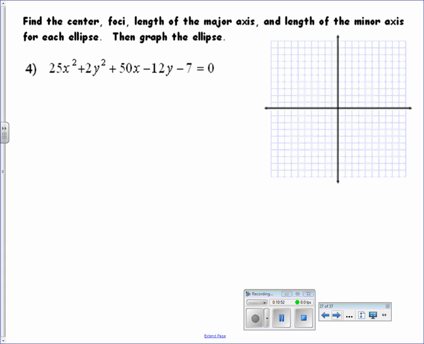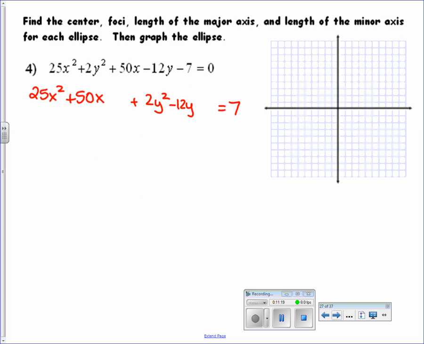So what should go after the 25x squared? The 50x. Okay, I'm going to leave a space. I'm going to have a plus 2y squared. Okay, what should go after that? Minus the 12y. What do I do with that negative 7? Move it to the other side. So that's going to become positive 7. Okay.